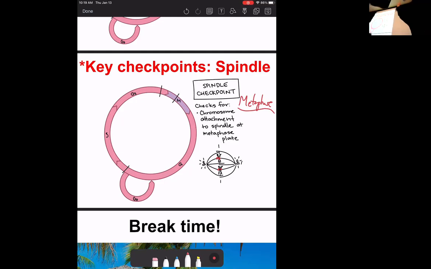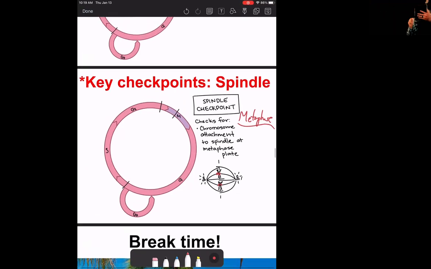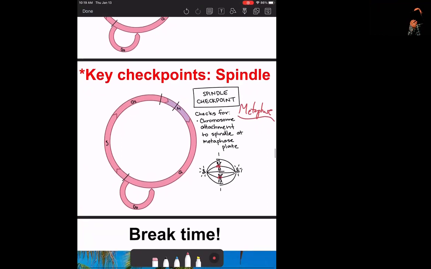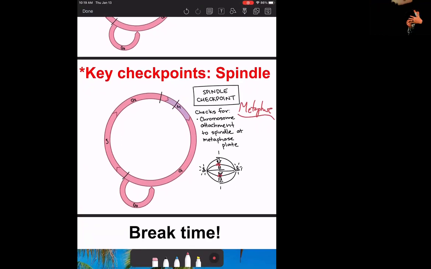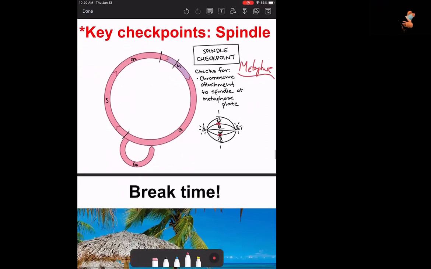So 3 checkpoints. It's the makings of a multiple choice exam question of, oh no, this is happening. What checkpoint is going to trigger the cell to undergo apoptosis? Okay.